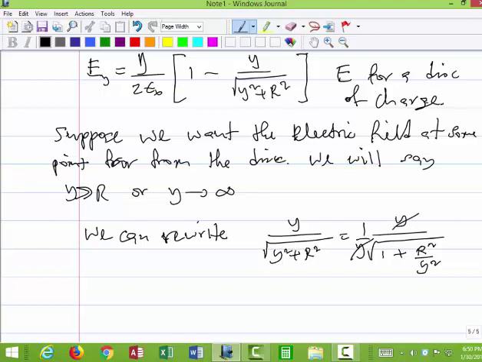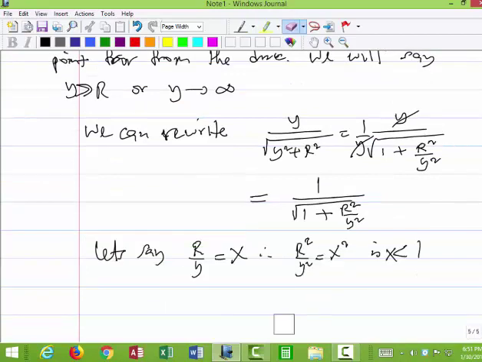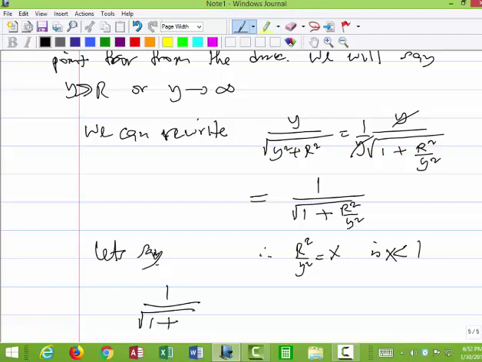So this y will cancel that y there, and so that formula becomes 1 over the square root of 1 plus r squared over y squared. And this r squared over y squared is less than 1. So we're saying r squared over y squared is x, so x is less than 1 because y approaches infinity. And then this is 1 over the square root of 1 plus x, so 1 over 1 plus x raised to the power half. That's how you write it.